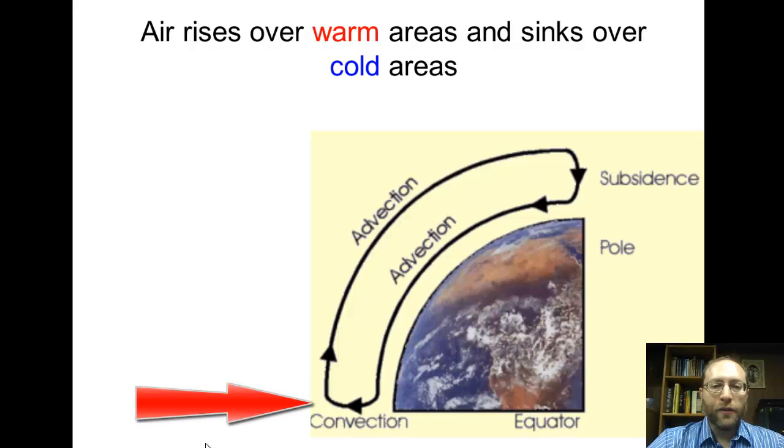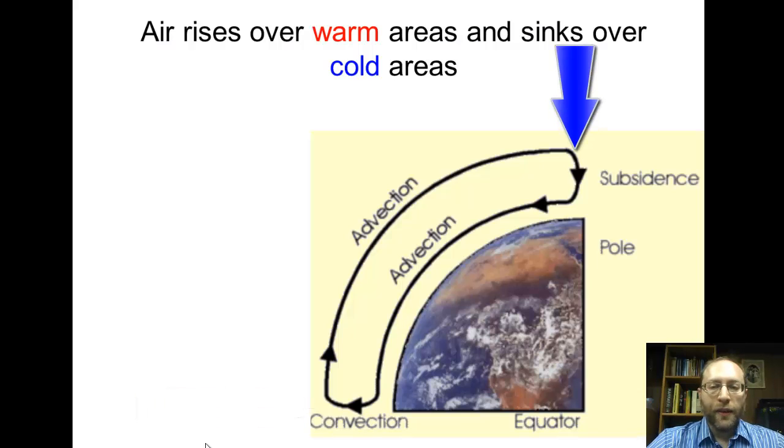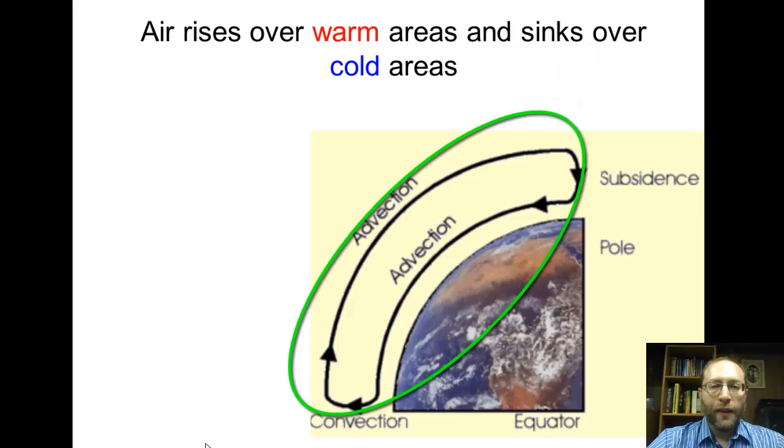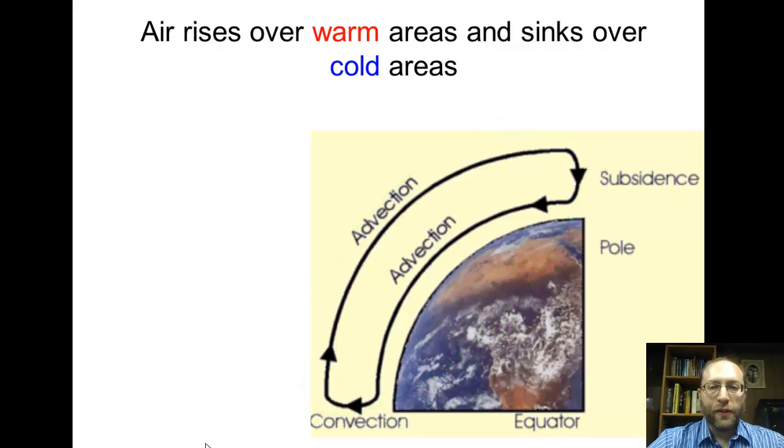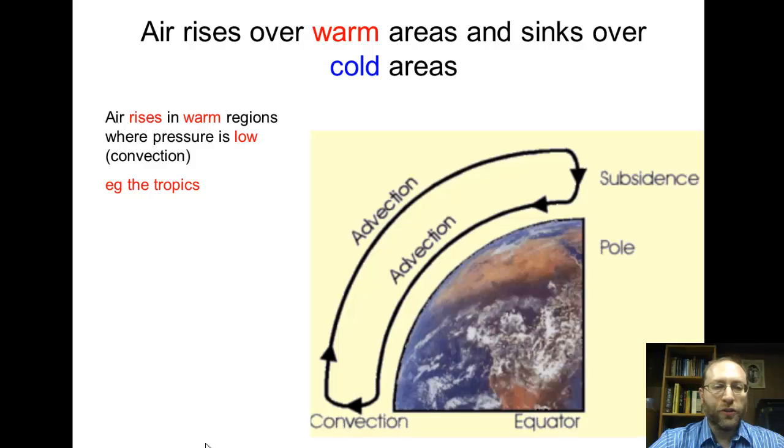At the equator, hot air rises and then it goes up towards the poles and then it sinks at the poles and then it flows back down towards the equator. So you have a convection current and that distributes the heat across. So it's the uneven heating of the Earth that causes a redistribution of the heat, and that ultimately causes the weather. Warm air rises in warm regions where the pressure is low. Convection, like in the tropics. Air descends in the cold areas where pressure is high, and that's called subsidence.